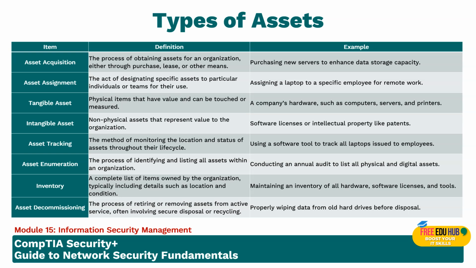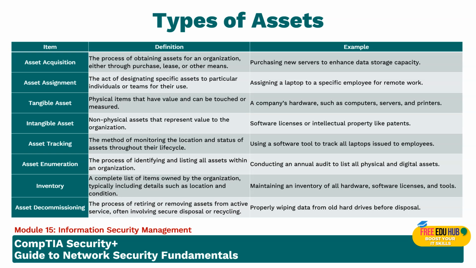Asset tracking methods for monitoring the location, the status, and asset management through the life cycle, using a software tool to track the laptops issued to the employees. So if an asset is issued to an employee, it would be tagged with the ID number of that employee, and then that employee should be responsible to update any change in the location of those items.